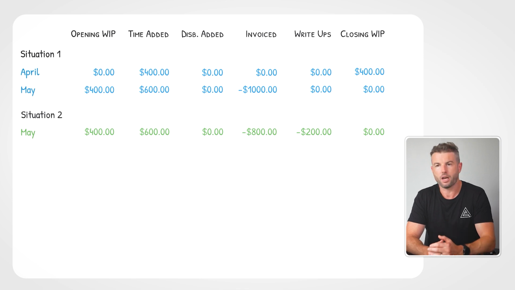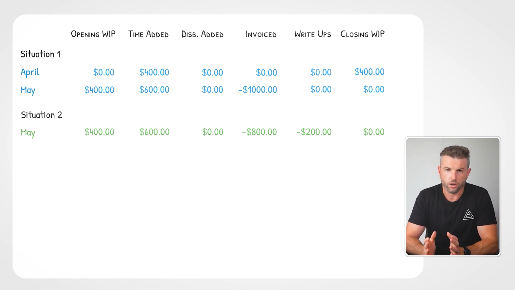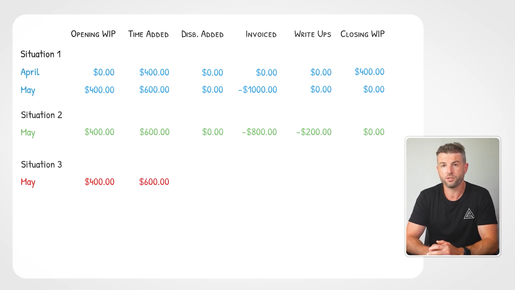So let's look at another example, right? So let's say rather than quoting you $800, I quoted you $1,200. So under this situation, we'd have the $400 of opening work in progress. We have the $600 of time added. We then invoice $1,200. So then we end up with a negative $200 closing WIP balance.